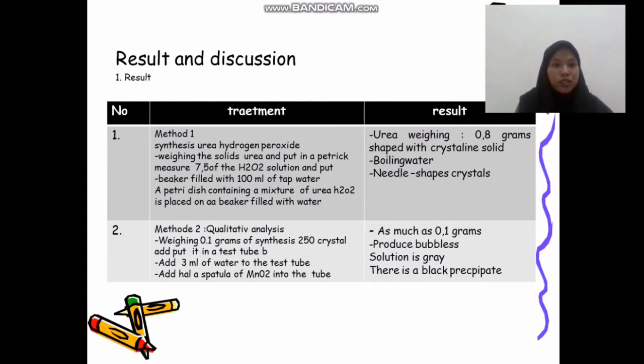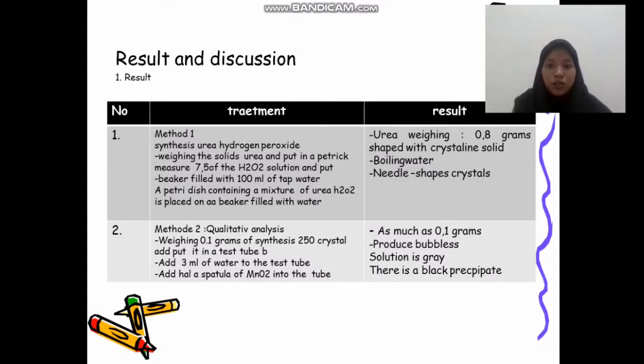The next is results and discussion. The first is the treatment, method 1, synthesis of urea hydrogen peroxide. Weigh urea solids in a petri dish, measure 7.5 ml of the H2O2 solution, and prepare a beaker filled with 100 ml of tap water. A petri dish containing a mixture of urea and H2O2 is placed on the beaker filled with water. The urea weighing 0.8 grams forms a crystalline solid with boiling water and neatly shaped crystals.